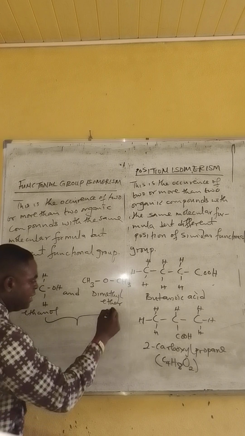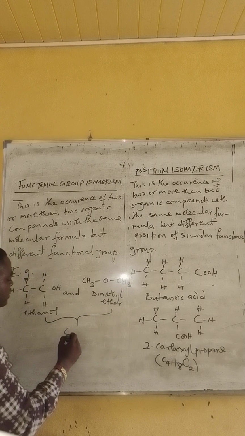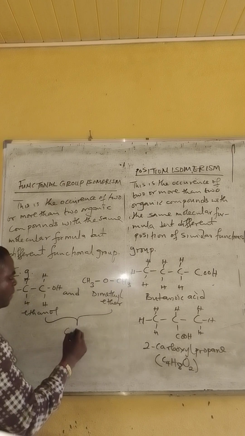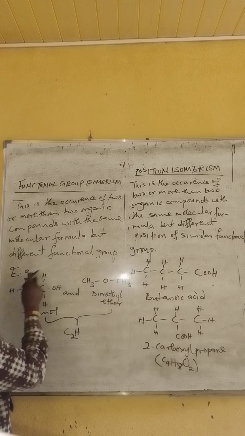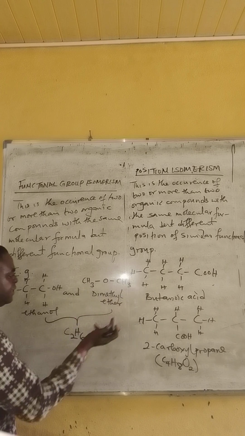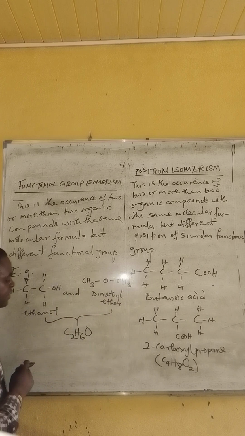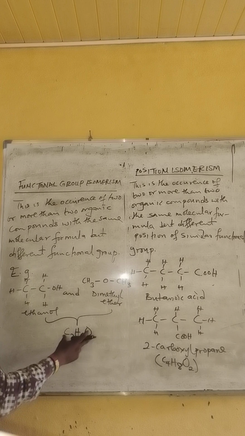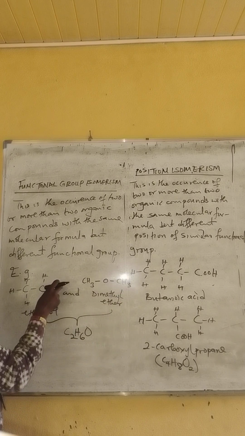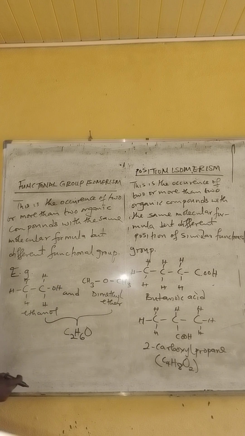Let's look, they have the same molecular formula. C what? C2. H what? 1, 2, 3, 4, 5, 6. H is what about here? 3 plus 3, that's 6. Then 1 oxygen, which is this. The same molecular formula. But the functional group of this one is ether, between two alkyl groups. Then the functional group of this one is OH. They have different functional group.